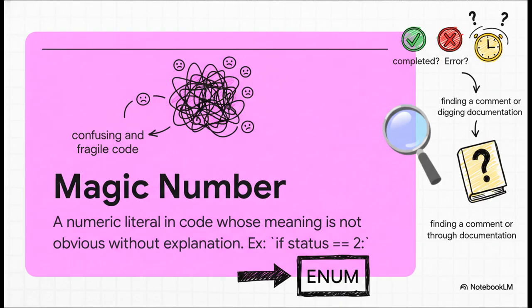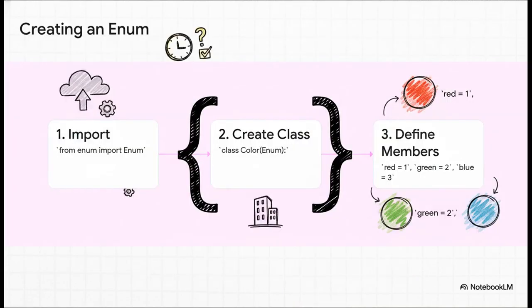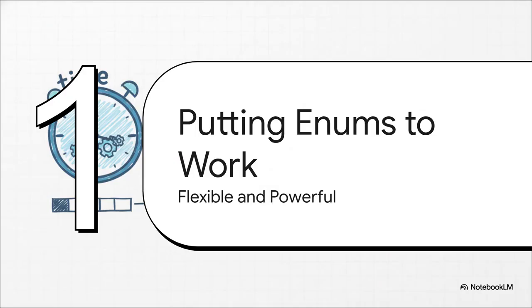The solution? It's called an enum. Creating an enum, which is short for enumeration, is actually incredibly simple. You just import it, create a class, and then you define these human-readable names for your fixed set of values. So now, instead of that mysterious 2 floating around in our code, we can just write Color.GREEN. Instantly, everyone reading that code knows exactly what's going on. So we've defined this Color enum. That's great, but this is where it really starts to shine, when you actually put it to work in your code. This is where you'll see how it makes your life so much easier.